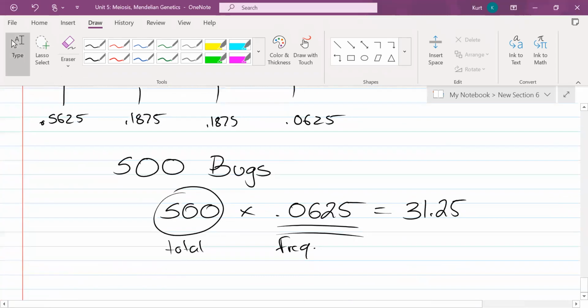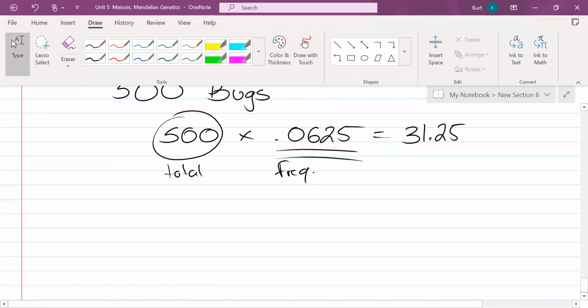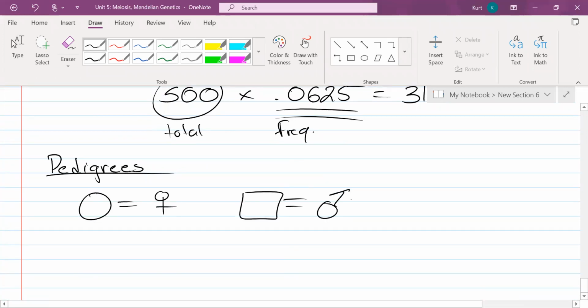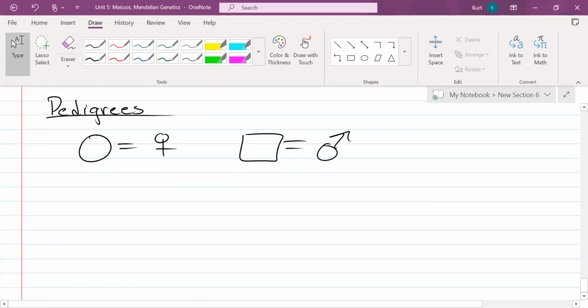Okay. All right, we have about 9 minutes left. Let's see if I'm missing anything. I'm looking at my long laundry list of stuff here. Let's do pedigrees. Remember that circles represent females, squares represent males. I'm going to draw a pedigree here real quick. I'm going to try and not make this too long.